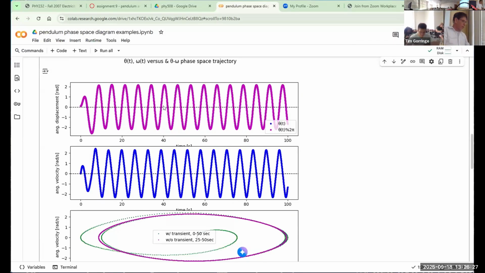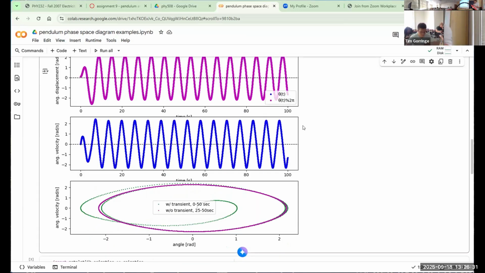Okay, so remember, we're just about on resonance here with a large driving force. Let's see what's happened here. Here's theta versus time, and here's omega versus time. These are familiar to us.